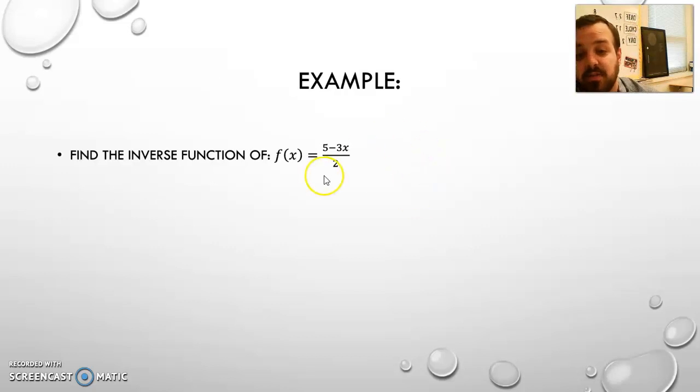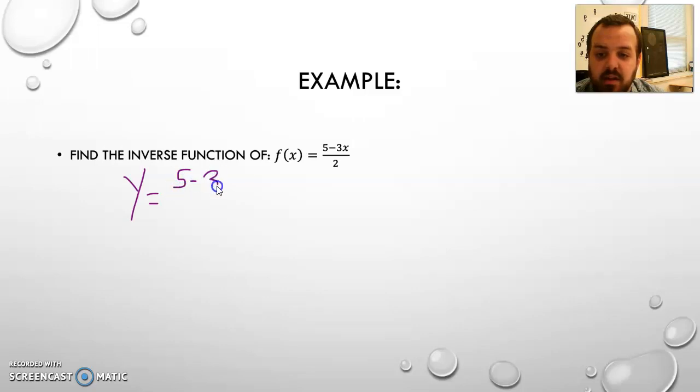So for example, if I have (5 minus 3x) over 2, we could graph this and look at it, but we're just going to say, okay, this has an inverse. Let's figure out what it is. So we're going to set it equal to y. So we're going to say, all right, y equals (5 minus 3x) over 2. We're then going to flip-flop the y and the x. We're going to say x equals (5 minus 3y) over 2.